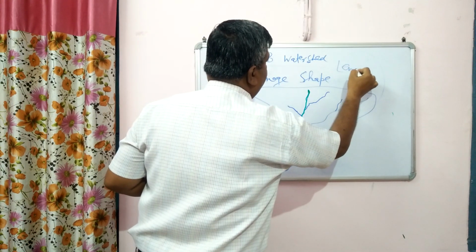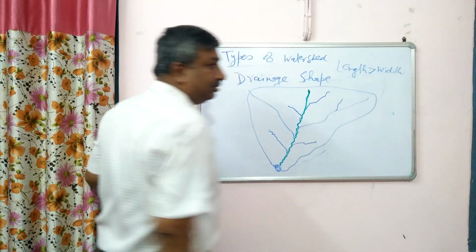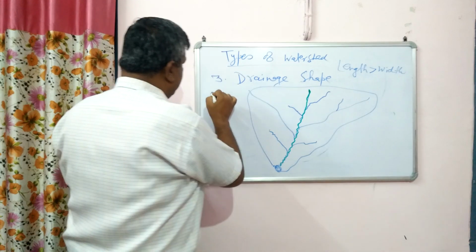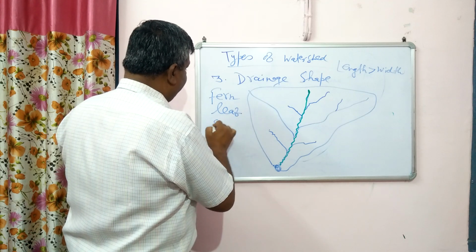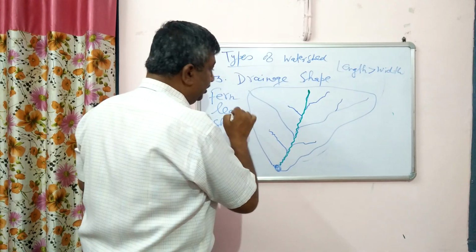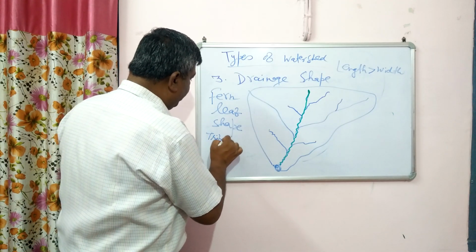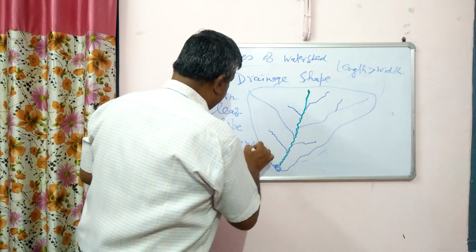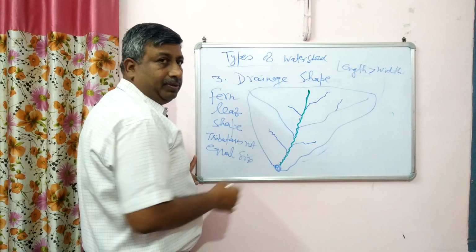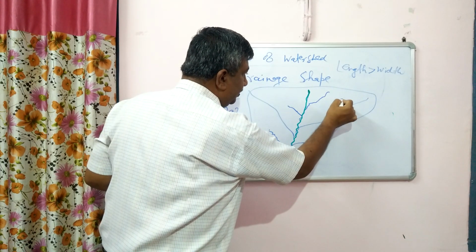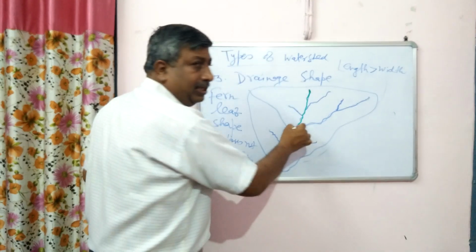So length is more than width, and tributaries are not of equal size, and this is known as fern leaf shape watershed. Okay, so tributaries are not of equal size. During the rainfall, the smallest tributaries contribute first, and the longest contribute at the last.